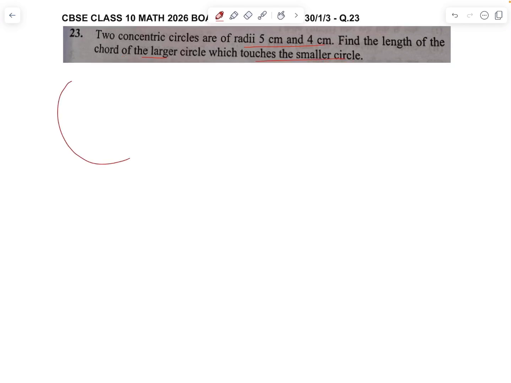Let's draw two concentric circles. O be the center of the circles. Let's assume AB is the chord of the larger circle and this AB touches the smaller circle at a point C. Let's draw a perpendicular from O to C.